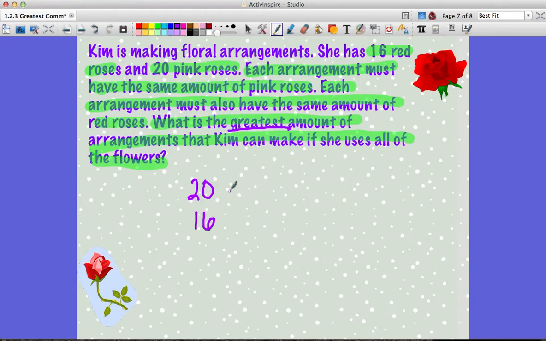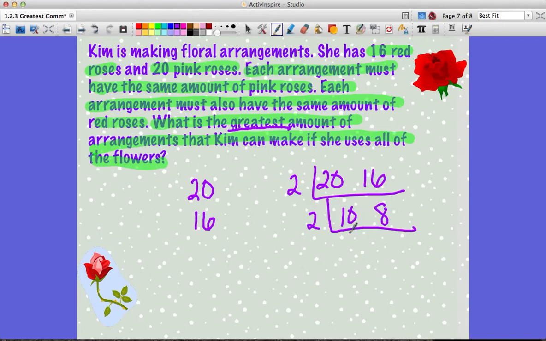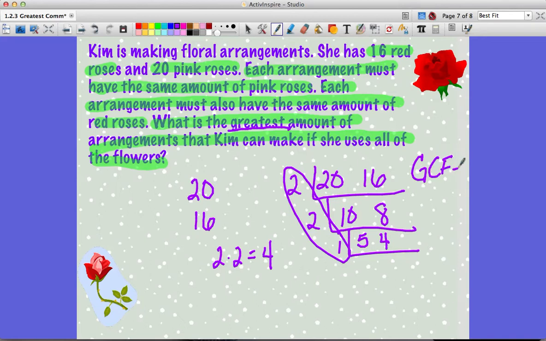So I'm going to use the ladder method just to get some more practice with it. So I have 20 and 16, and I can divide both of those by 2. 20 divided by 2 is 10. 16 divided by 2 is 8. I can divide them by 2 again. 10 divided by 2 is 5. 8 divided by 2 is 4. Okay, so I finally get down to that factor of 1. So I'm going to multiply these, and I know that 2 times 2 gives me 4. So the greatest common factor here is 4.